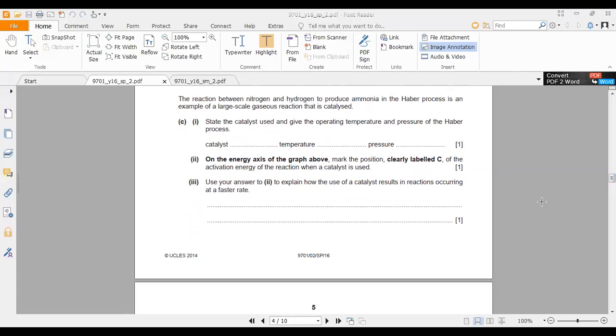Next one. On the energy axis of the graph above, mark clearly the position, labelled C, of the activation energy of the reaction when a catalyst is used. You know how a catalyst performs in the reaction. Catalyst lowers the activation energy. Catalyst lowers the activation energy, but it doesn't change the energy diagram of the molecule.